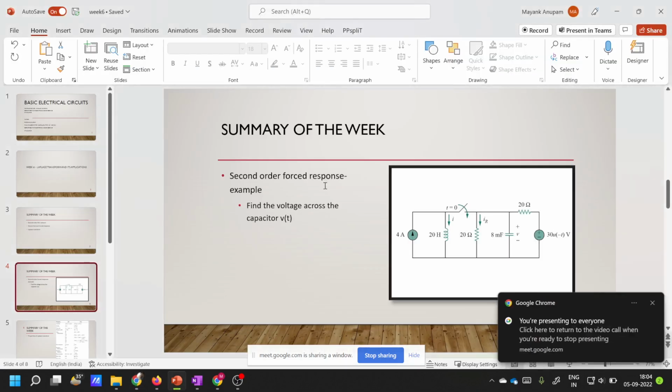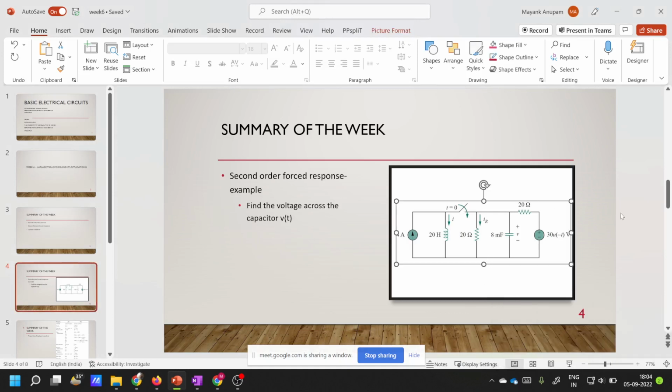Yeah. So this example was solved in the lectures, right? In the lecture, sir talked about finding the current i of t, this inductor current, as a function of time after t is equal to 0. So in this example, I am talking about a slightly different version. I want to find out the voltage across this capacitor as a function of time. So let's see how to do that.